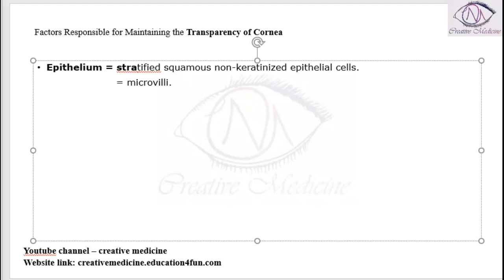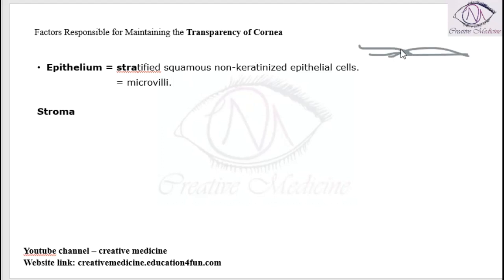Then we have stroma. So epithelium is made up of stratified squamous non-keratinized cells, resulting in transparency of cornea. Okay, and then we have stroma.